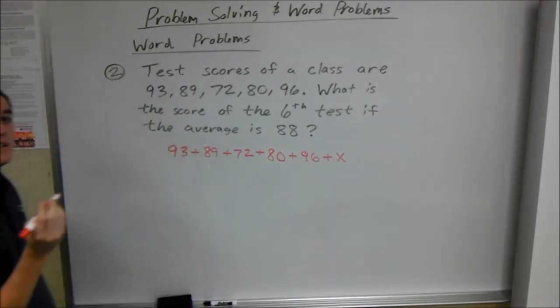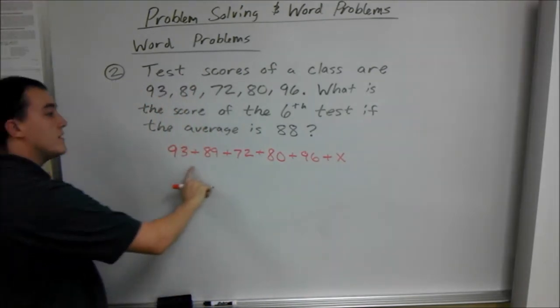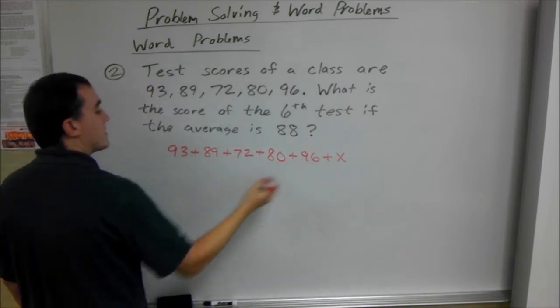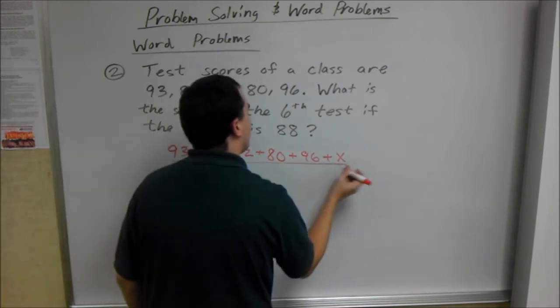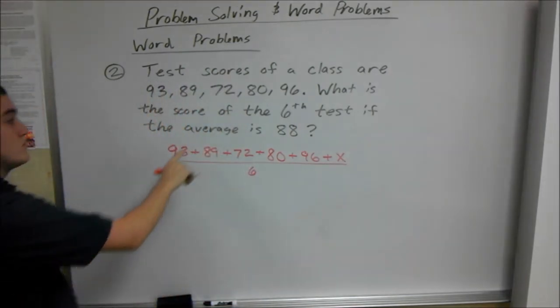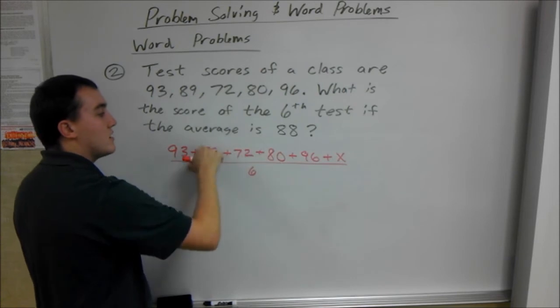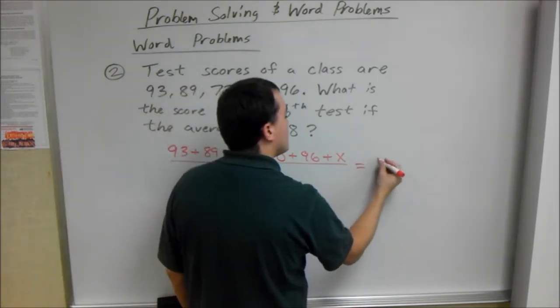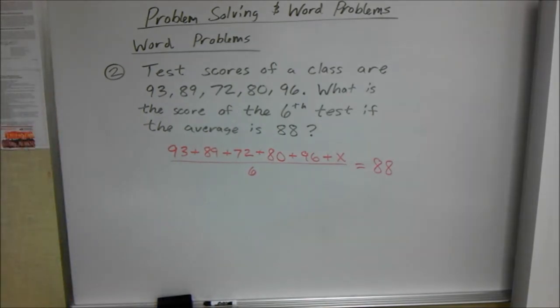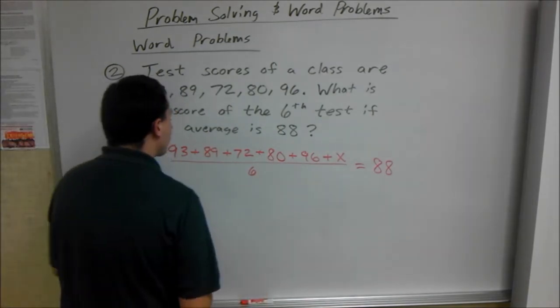And to find the average, we divide this by how many there are. 1, 2, 3, 4, 5, 6. So we divide this by 6, and that gives us the average. Well, we're looking for the average of 88, so it equals 88. And then this is just like solving any other problem.